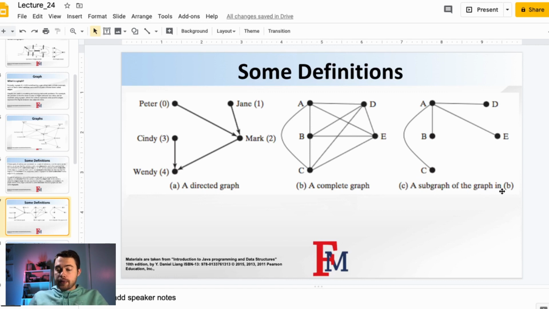Subgraph of the graph B. I have this complete graph, and this is called a subgraph. Subgraph means you take this complete graph, or any graph, and delete a few edges, a few vertices. Kind of a subset. Take a set, remove a couple of things, and there will be a subset. Take a graph, remove a couple of things, there will be a subgraph.